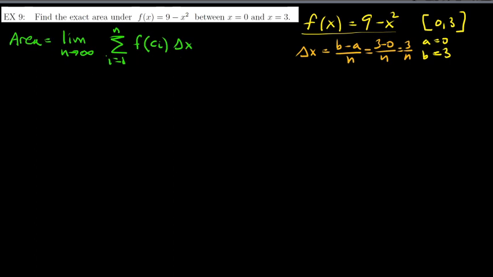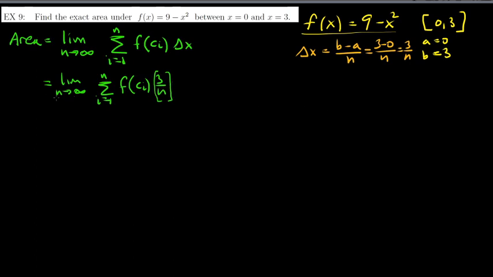So already we can simplify this a little bit. We can take the limit as n goes to infinity, the sum, i going from 1 to n, of f of ci times 3 over n, because that's what delta x is. So that's 3 over n.